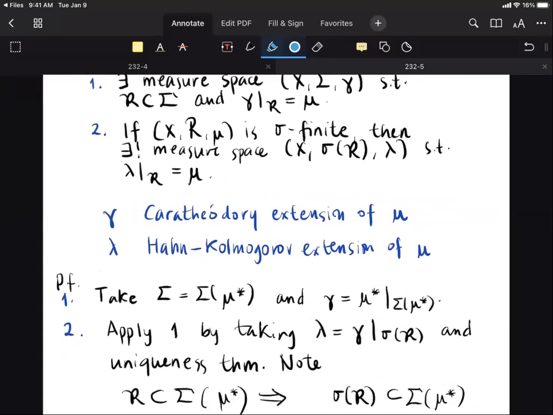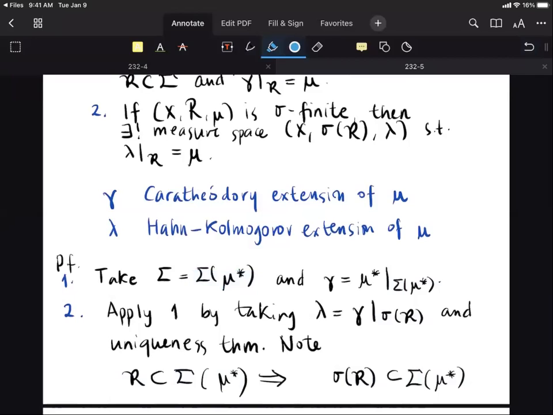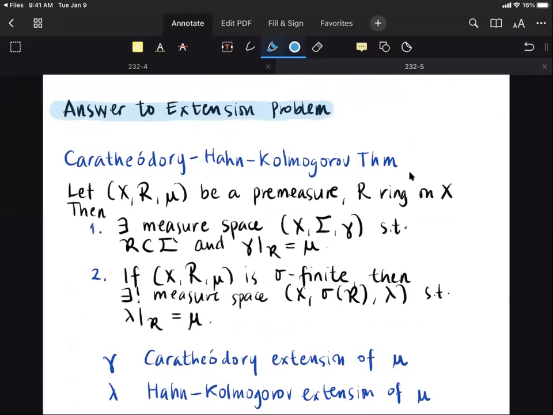So take note that gamma is defined on sigma, which is sigma mu star. So if you restrict the gamma on the sigma algebra generated by R, that would be a measure, of course, because gamma is a measure, hence the properties of a measure will be inherited by lambda. And that will be the measure for this measure space in the second statement of the theorem. So in other words, you can think of the Hahn-Kolmogorov extension as a restriction of the Caratheodory extension. And that is the solution, or the answer, to our extension problem.